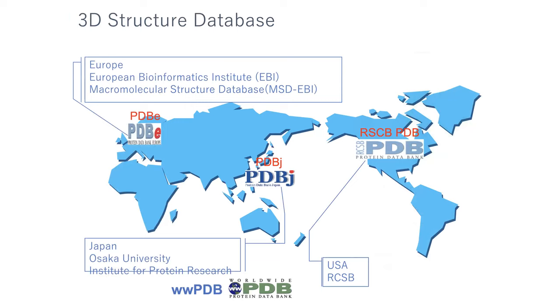Like the amino acid sequence data, three-dimensional structure is also stored in a database. In the case of sequence data, several different databases exist, but in the case of the three-dimensional structure of proteins, only one database exists. The database is called the Protein Data Bank, or PDB. The PDB is maintained by three branches: in Europe, PDBe, in Japan, PDBj, and in the United States, RCSB-PDB. These three branches collaborate with each other to maintain the Protein Data Bank.